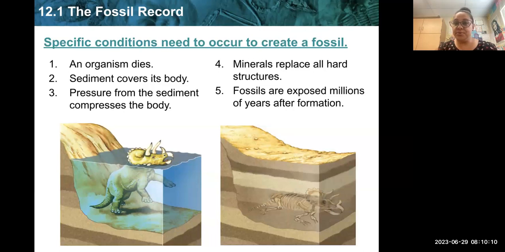Specific conditions need to occur to create a fossil. First, the organism has to die. Seems obvious. Sediment, the rock, the dirt, the soil, covers its body. When dirt and rock and sediment cover something, it pressurizes it, so it becomes under heavy pressure underneath all of that. And then minerals, that permineralization process, replace all the hard structures like bone. And then it gets buried deeper and deeper, layer by layer, and then they're exposed millions of years after formation by us, or sometimes by animals digging for food.